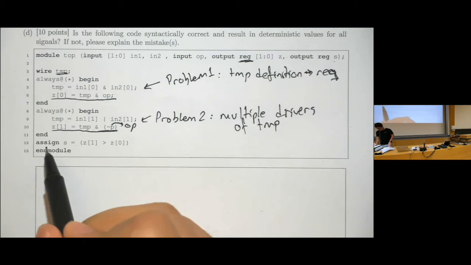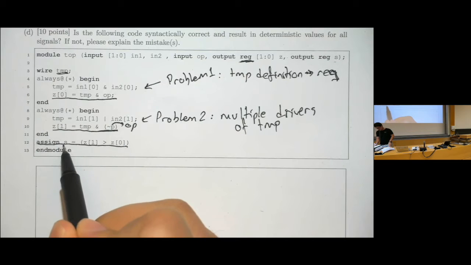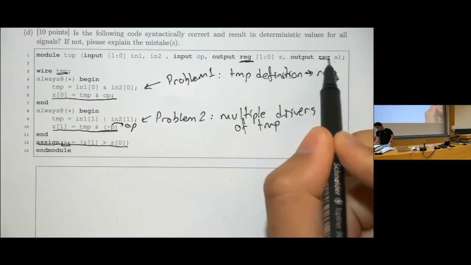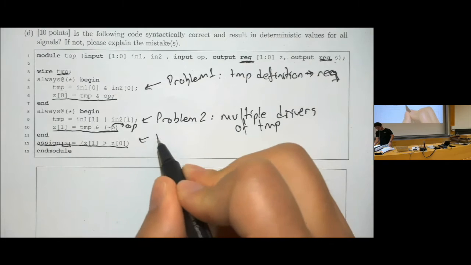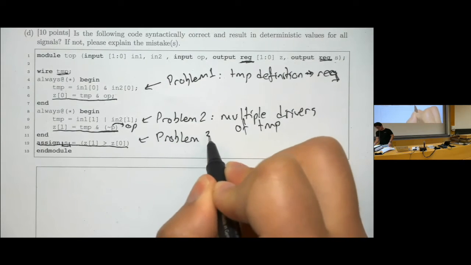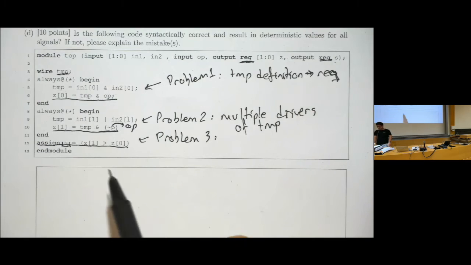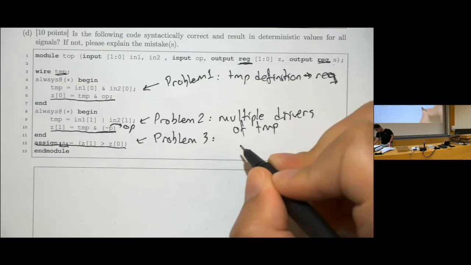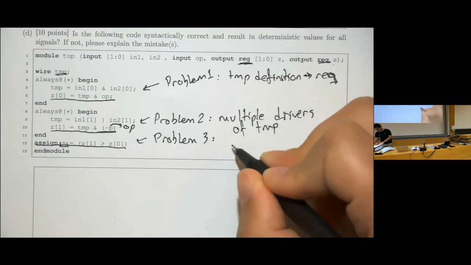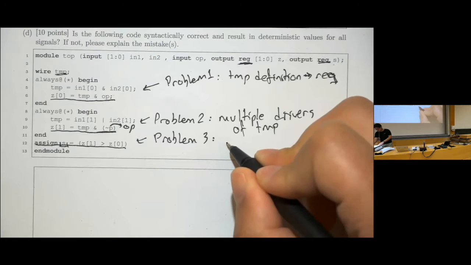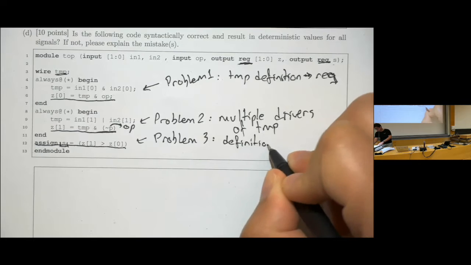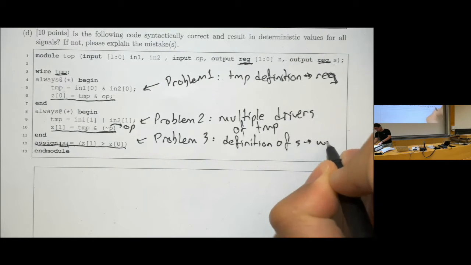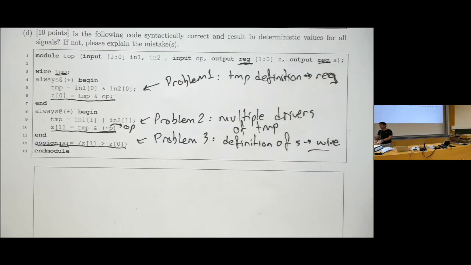Yeah, and finally, we have this assign statement here. We're making an assignment to S, but S is defined as a register, and this is the third problem. So we cannot use assign statements outside the always blocks to make assignments to registers. So this should have been defined as a wire. And to fix this, we can change the definition of S, it should be wire. Or we move this inside an always block if you want to have the same behavior.